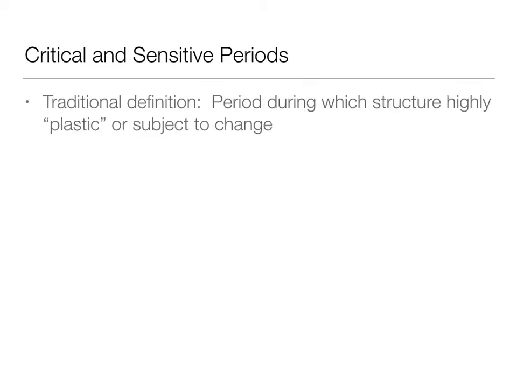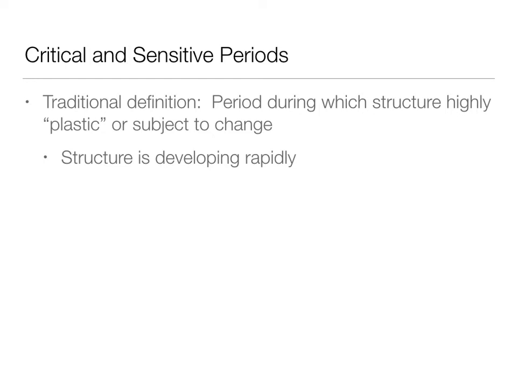So the traditional definition is that this is a period where the structure is highly plastic, or really subject to change. Plastic is just, if you think about stuff that's plastic, like plastic wrap, it's malleable, right? You can change it. You can mold it into different shapes. So a critical period or sensitive period is a period of development where we're really, really sensitive to that change.